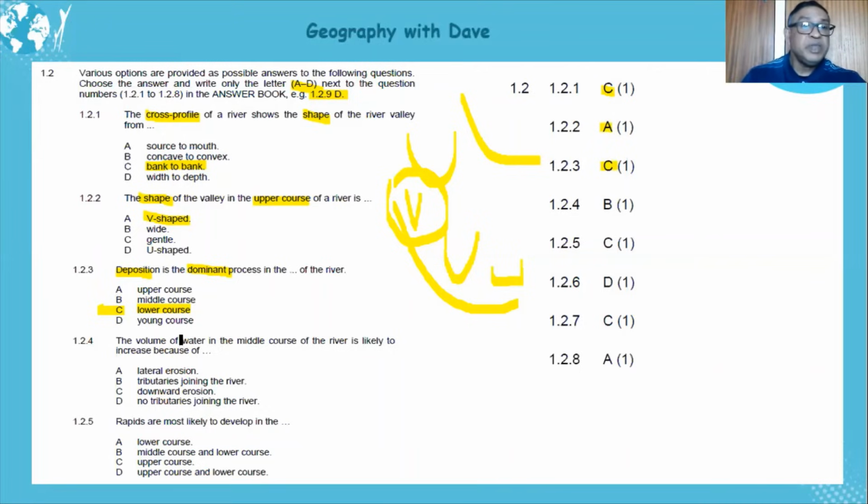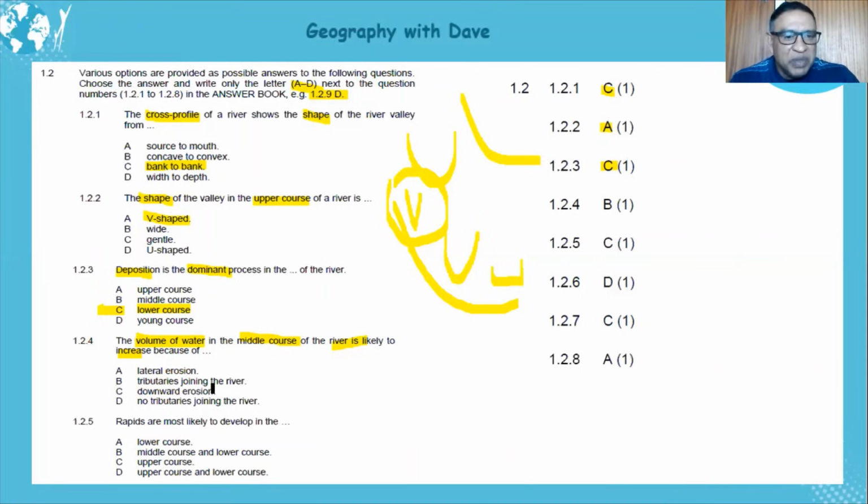All right, the volume of water in the middle course of the river is likely to increase. Okay, it's talking about the volume. Now, yes, you've learned that there's more lateral erosion in the middle course. You understand it's a big type of erosion there. So sometimes if you don't read that it's referring to the volume, you may just jump for this. Can you see it's important to read what the question wants? Okay, so it can't be lateral erosion. It's not dealing with the volume.